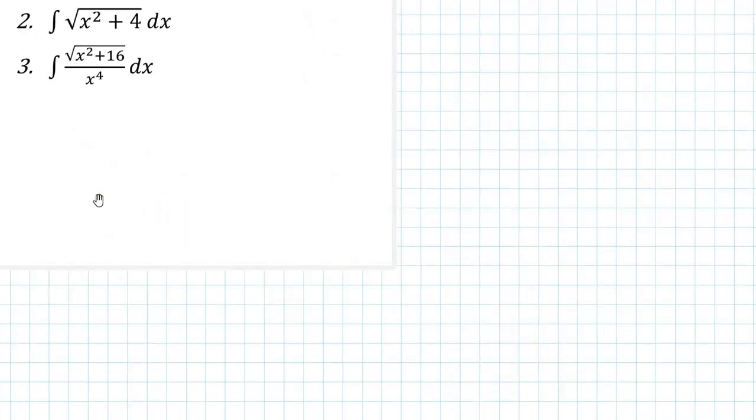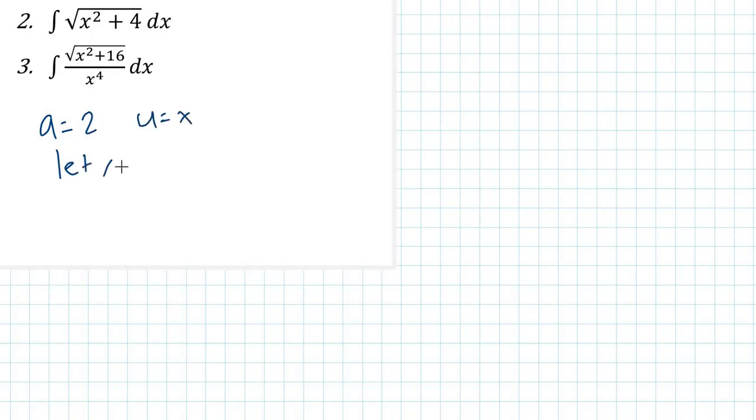So we have number 2, the integral of x squared plus 4. Pause the video and try to see if you'll be able to answer this question. I'm going to leave the rest of the solution to you for you to practice. So first, if we're going to do the substitution here, it's kind of easy that a would be equal to 2 and u would be equal to x.